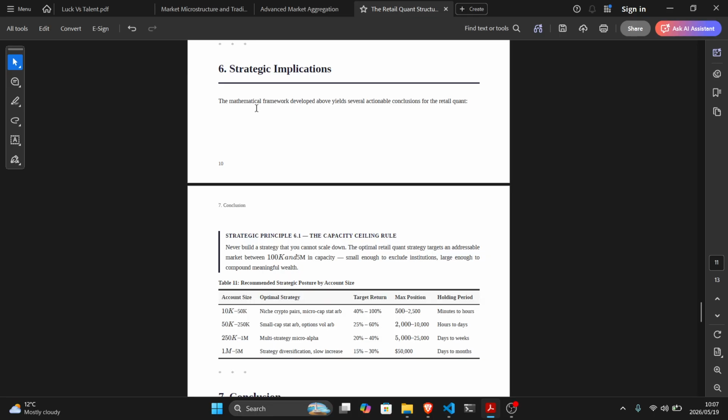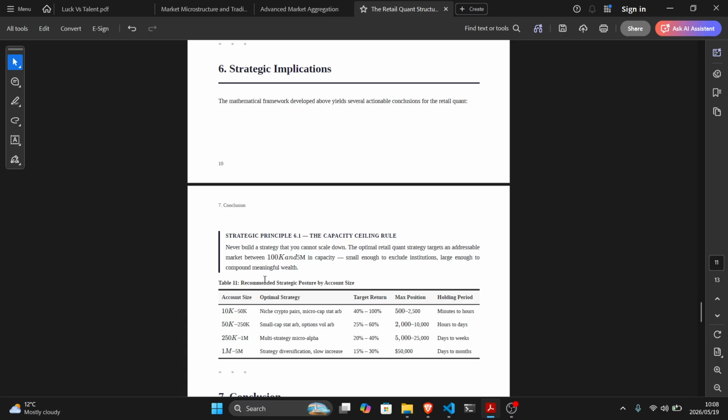Strategic implications. The mathematical framework developed above yields several actionable conclusions for the retail quant. Strategic principle 6.1. The capacity ceiling rule. Never build a strategy you cannot scale down. I'm going to read that one again because it's very important. Never build a strategy you cannot scale down. The optimal retail quant strategy targets an addressable market between 100K and 5 million in capacity. Small enough to exclude institutions, large enough to compound meaningful wealth.